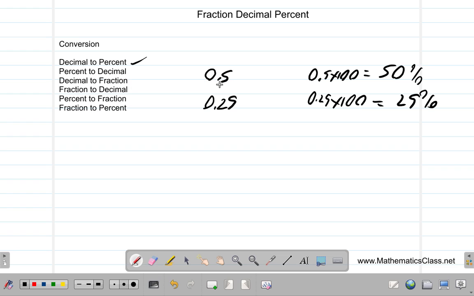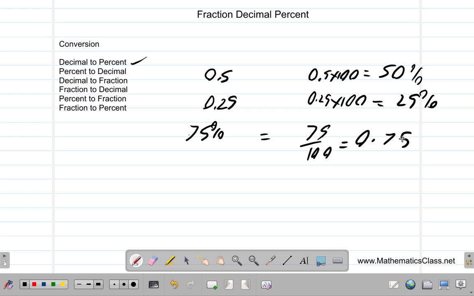Now, what happens when you have percent and want it as a decimal? Suppose you have 75%, right? What you do is divide by 100, because 75% means 75 out of every 100. But the decimals are out of 1. So you divide by 100. You want to turn 100 into a 1, you divide 100 by 100, and you turn it into a 1. So what you have is 75 out of 100, and that gives you 0.75.